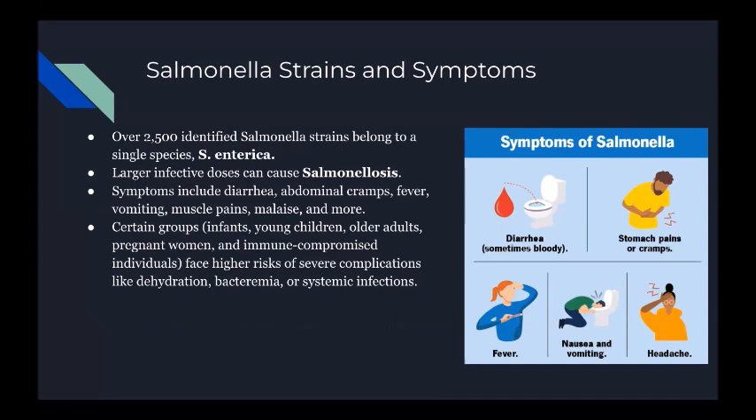While most strains may not display symptoms, larger infective doses can lead to salmonellosis. Symptoms of Salmonella infection include diarrhea, abdominal cramps, a prolonged fever, muscle cramps, loss of appetite, nausea, vomiting, chills, headache, and more. Certain groups, infants, young children, older adults, pregnant women, etc., and individuals with weakened immune systems are at higher risk of complications from a Salmonella infection.